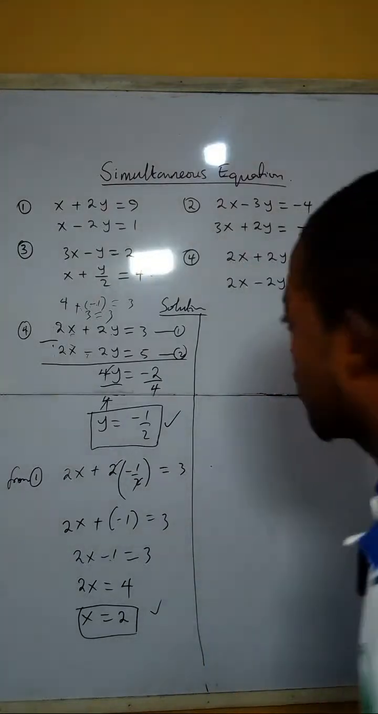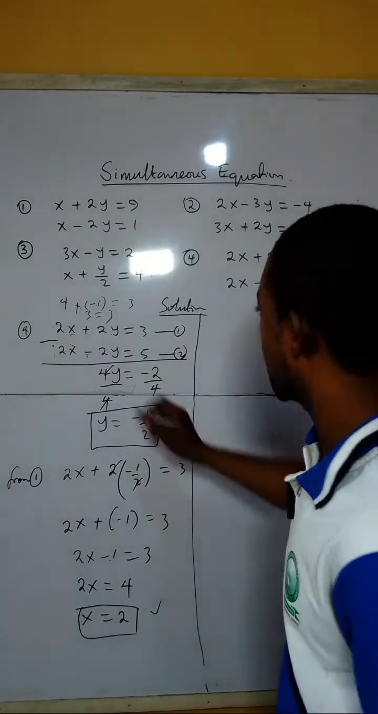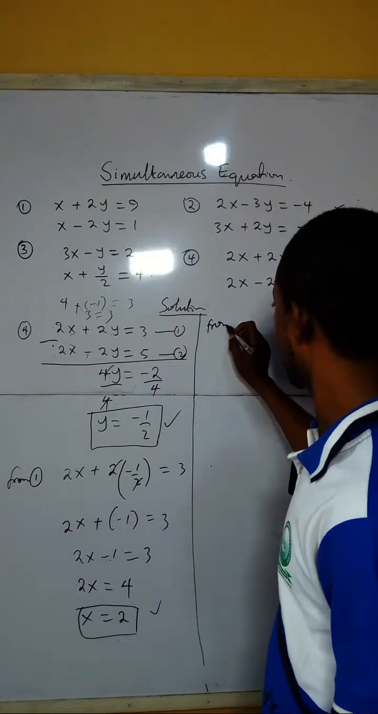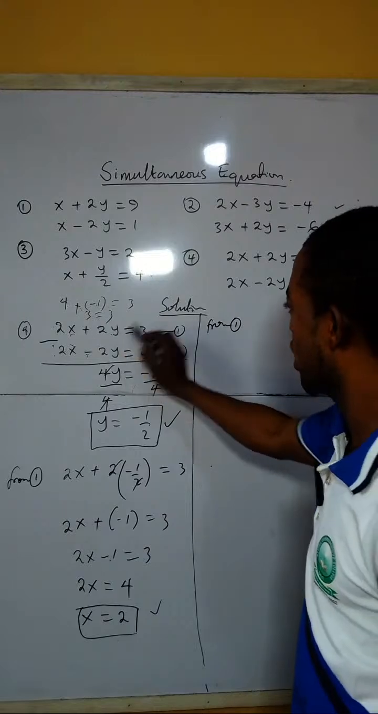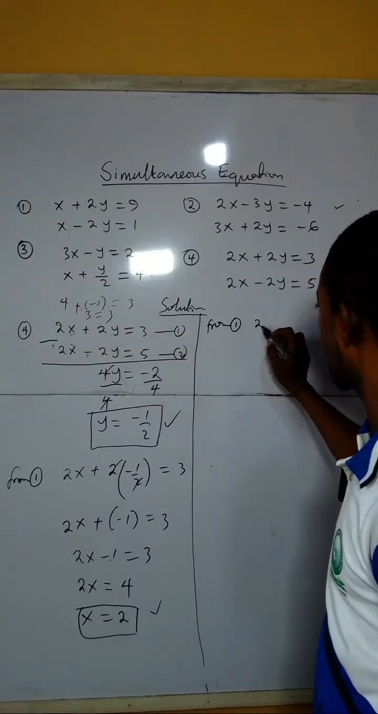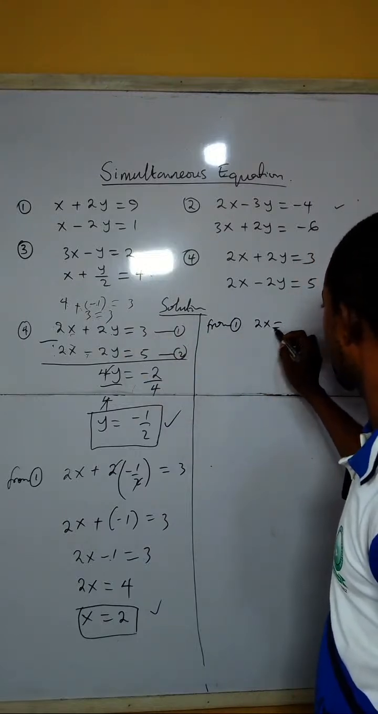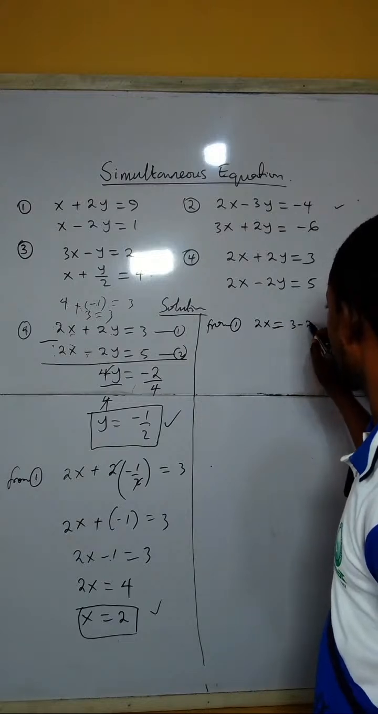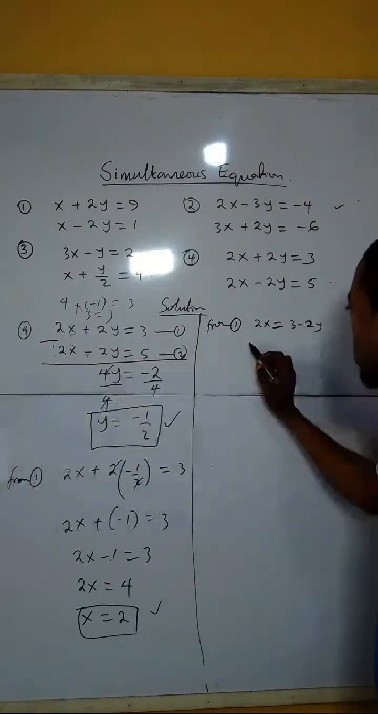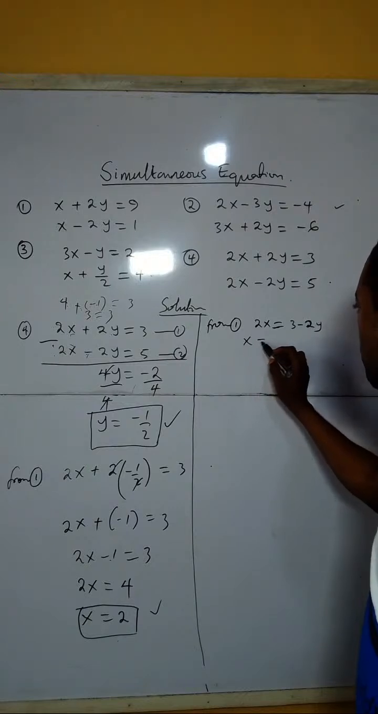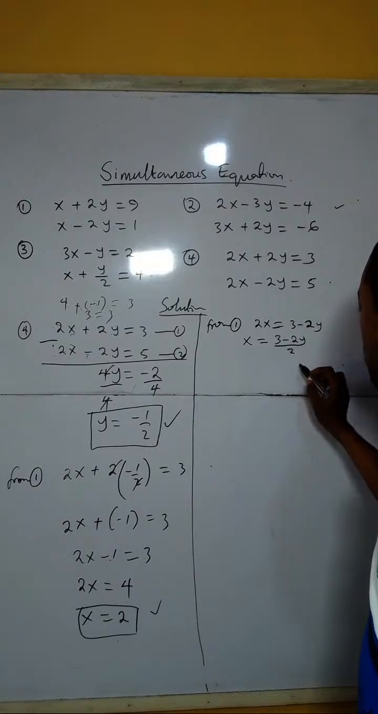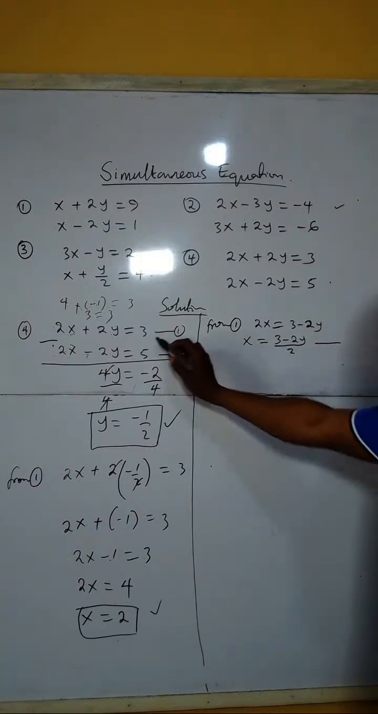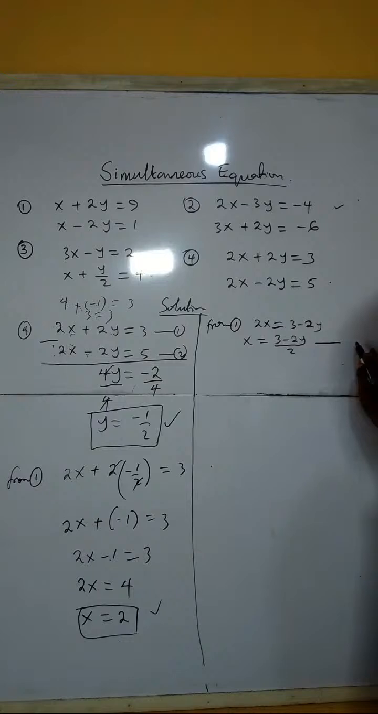Just that this one will be having fraction. Now, we can say from equation 1, we make x the subject. That is, first take 2y here, becomes minus. So we have 2x now equals to 3 minus 2y. Then divide both sides by 2. That means x equals to 3 minus 2y over 2. So we have made x the subject in equation 1, and we can label it as equation 3 here.